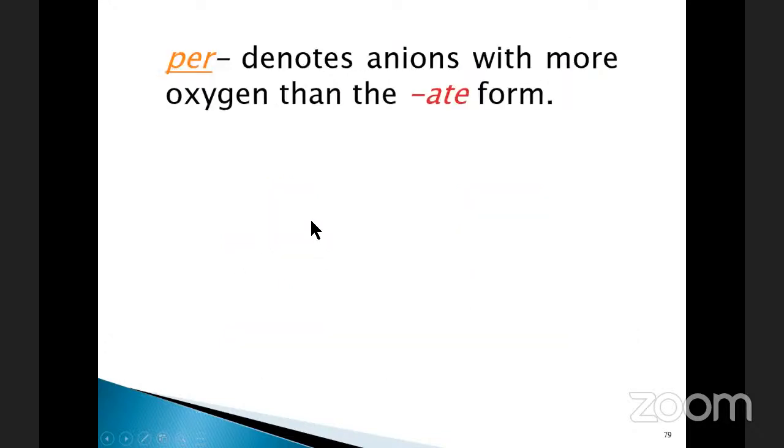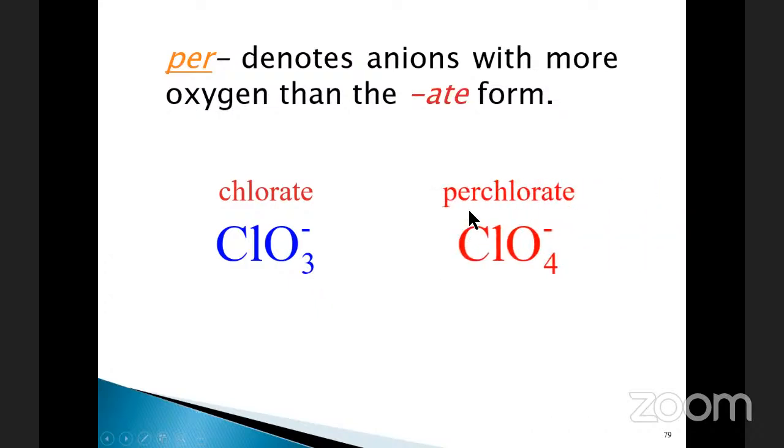All right, now there are some other things that can be added to the names of anions which indicate, again, the fact that there are more oxygens present in one form compared to the other. So if you see the term per, or the prefix per, before the name of the particular ion, then that means that it has 1 more oxygen compared to the ATE form. All right. So for example, this is called the chlorate ion, ClO3-. Now, if you add 1 oxygen to this, it becomes the perchlorate ion. So the perchlorate ion will have 1 more oxygen compared to the chlorate ion.